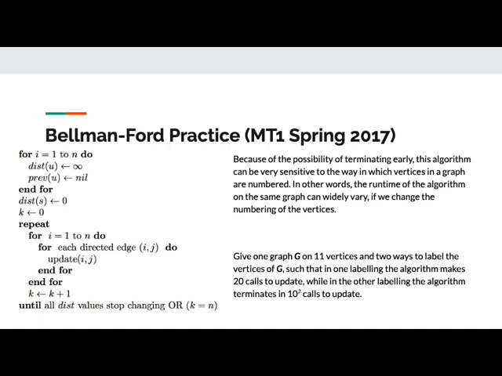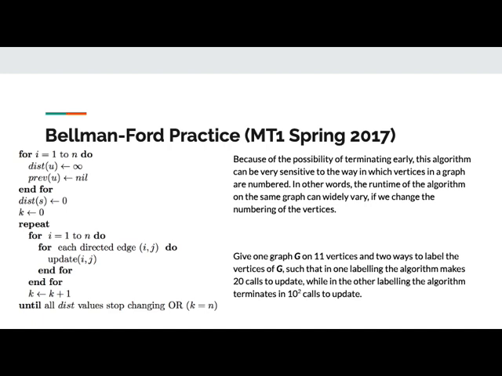Okay, so let's look at this midterm question real quickly. Given a graph on 11 vertices and 2 ways to label the vertices of G, such that in one labeling the algorithm makes 20 calls to update, while in the other labeling the algorithm terminates in 10 to the power of 2 calls to update. This question might seem not very intuitive, so I'll give some explanation. Where does this 10 to the power of 2 come from? Think about this. You have 11 vertices, right?